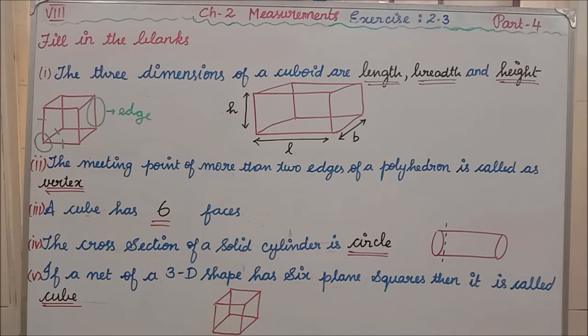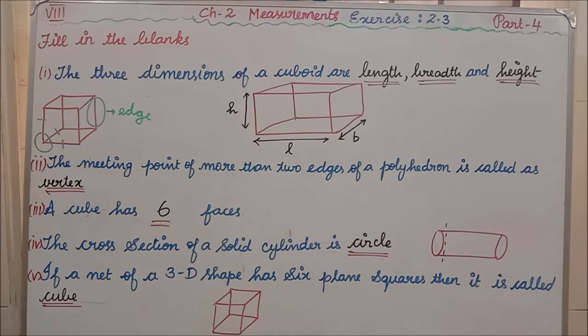For cuboid, how many measurements will you be having? 3. What are they? Length, breadth and height. By seeing the diagram itself, you can know what is length, which side is breadth and which side is height. So the answer for the first one is length, breadth and height.